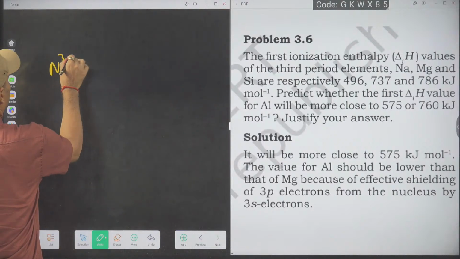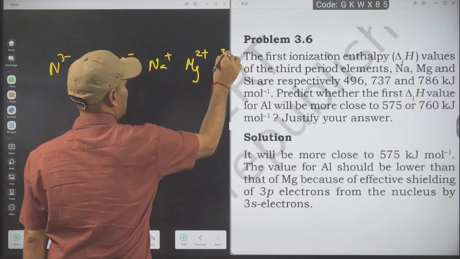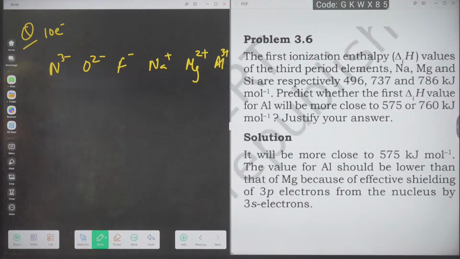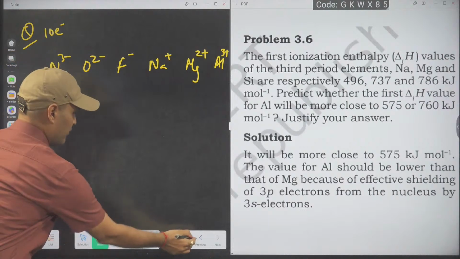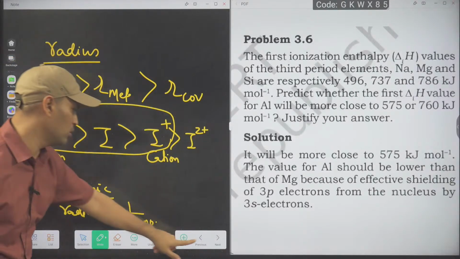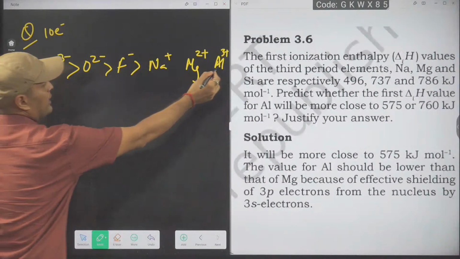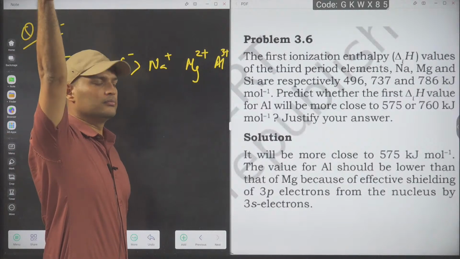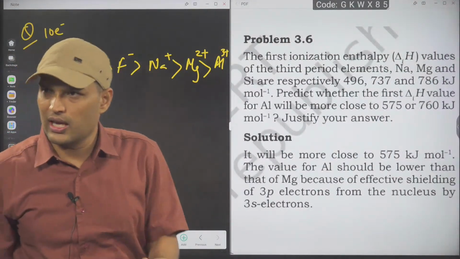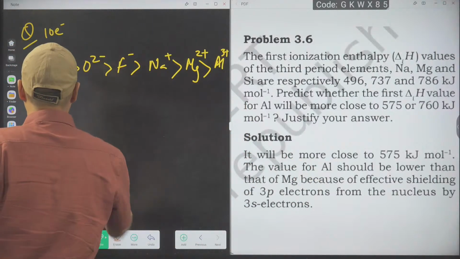Like if I give you N3-, O2-, F-, Na+, Mg2+, Al3+. Are these isoelectronic or not? Yes sir. How many electrons? 10 electrons. Tell me, who is biggest? From here, whose atomic number is less, radius is more. Whose atomic number is less? N. That means its radius is more. Aluminium has the maximum atomic number, so radius is less. I'm again telling you, whatever points we are writing today, at least you should know these things.